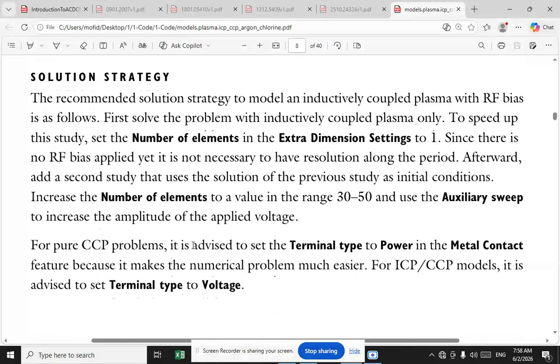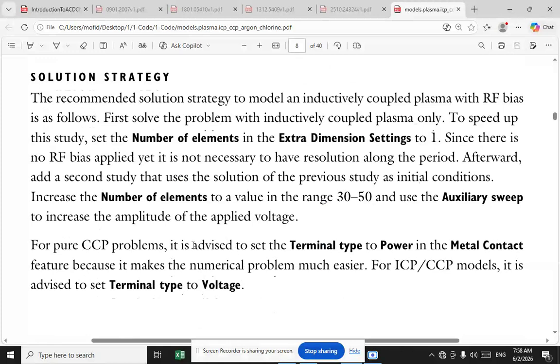First, solve the problem with inductively coupled plasma only. To speed up this study, set the number of electrons in the extra dimension settings to 1, since there is no radio frequency bias applied yet, so it is not necessary to have resolution along the period.